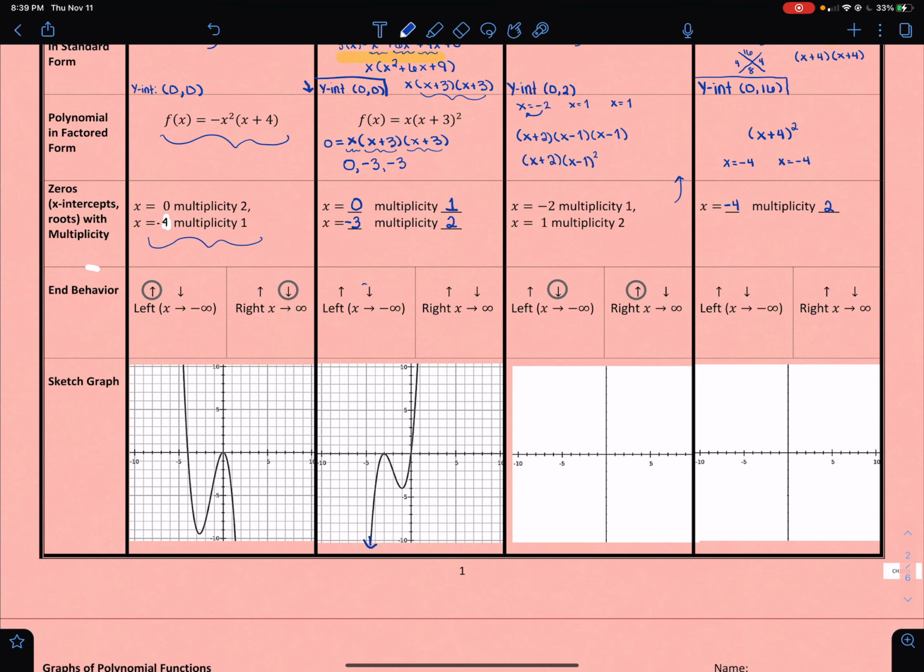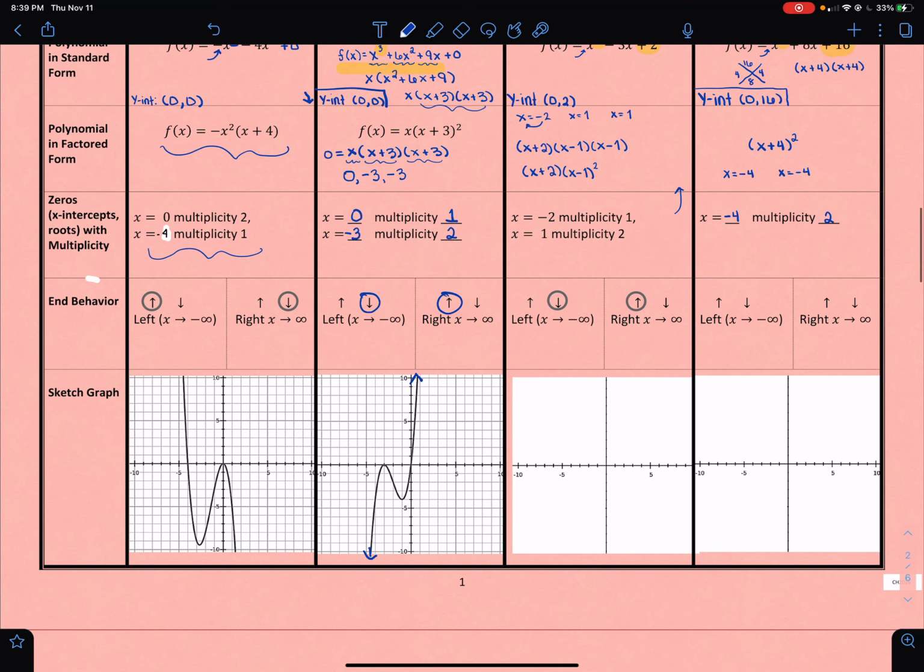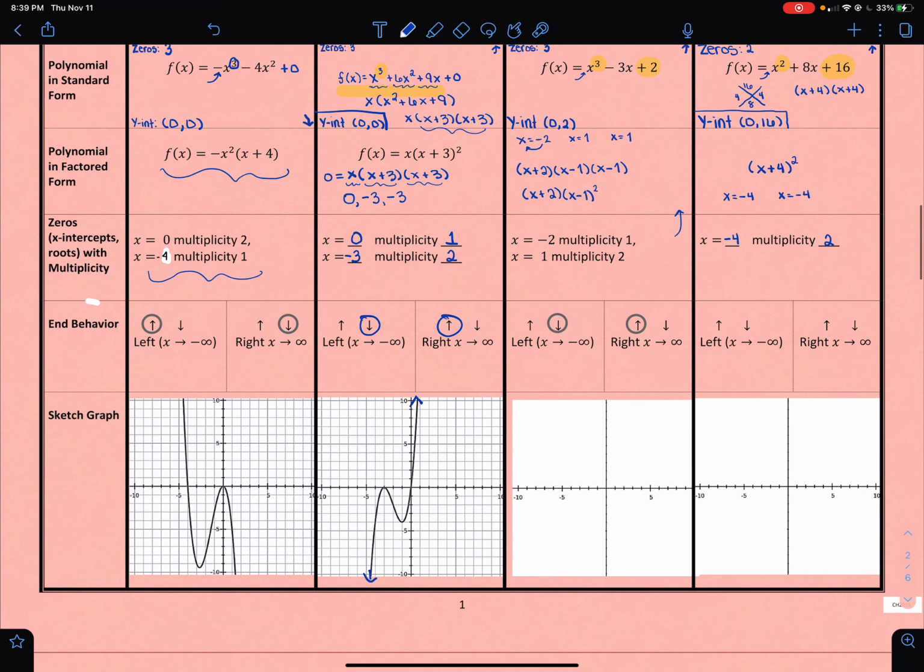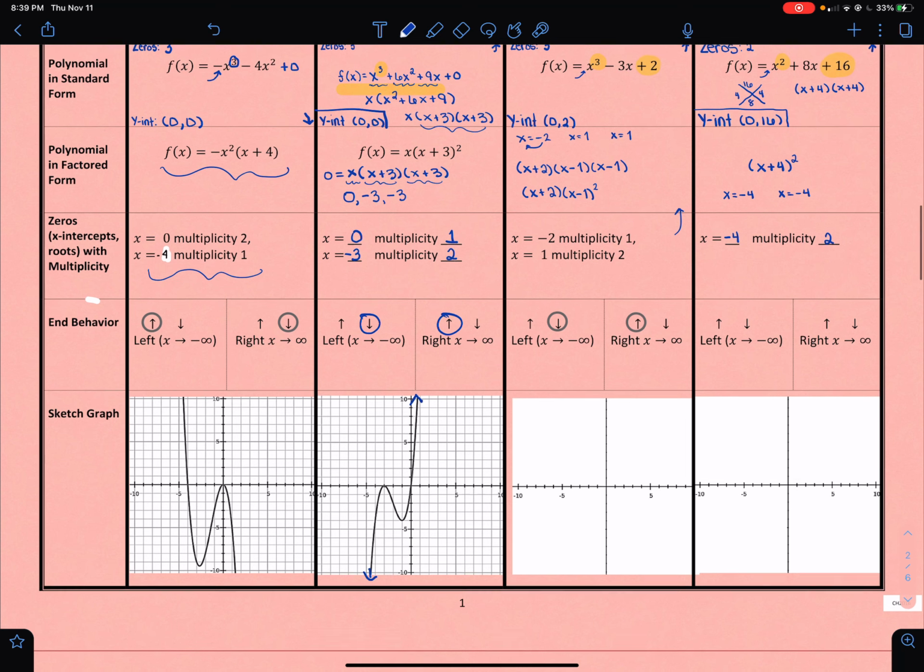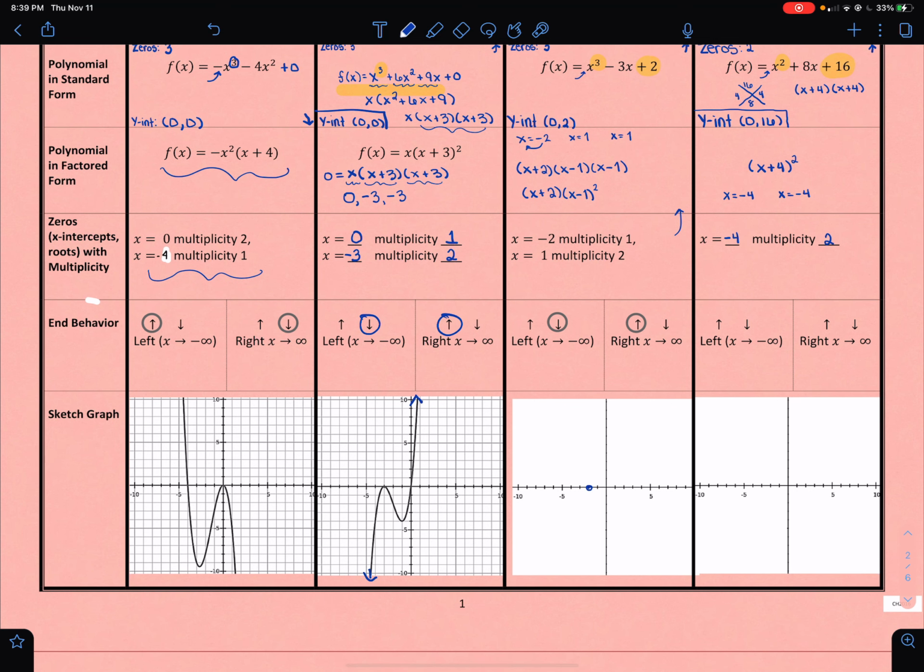Well, the left side is going down. The right side of the graph is pointing up. Okay. This one here, the third column, it tells us that the left side is going to point down and that the right side is going to point up. We know that we have multiplicity or x-intercepts or zeros at -2 and at 1.